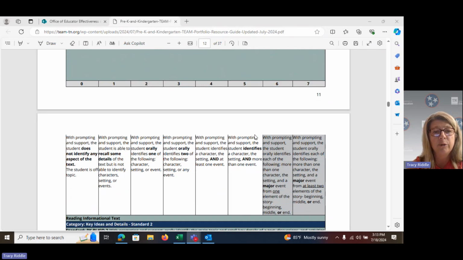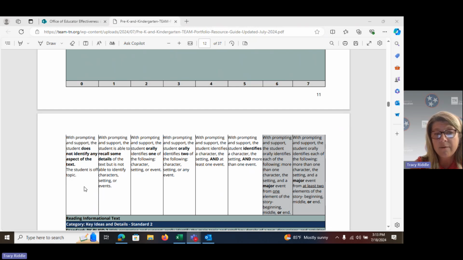You will notice in the rubric that it says at level 0, in order for you to score your work at a level 0, when you have given the student their prompting and support, they still cannot identify any aspect of that task, of that text. They are completely off topic. That would score a level 0. If the student is able to recall some of the details from that text, but they can't tell you a character, the setting, or an event that happened, that is a score of a level 1.